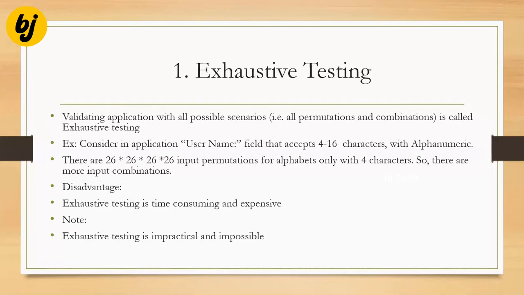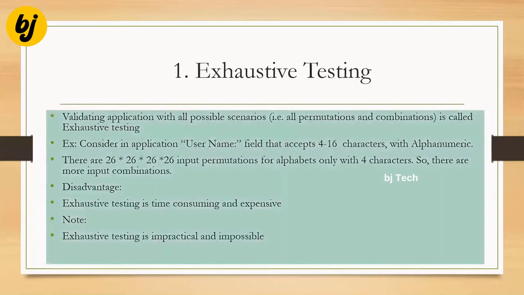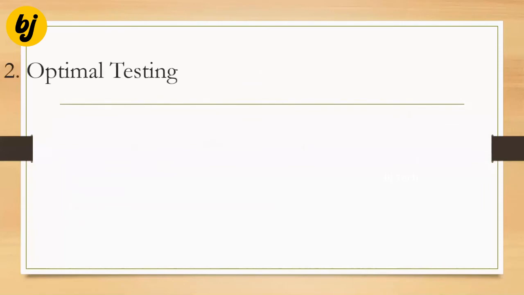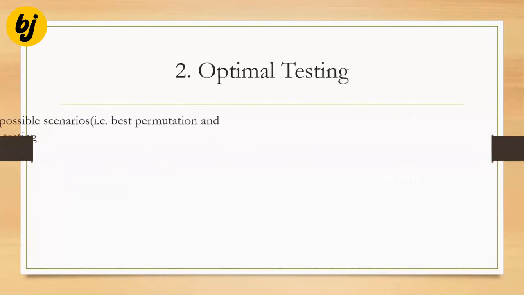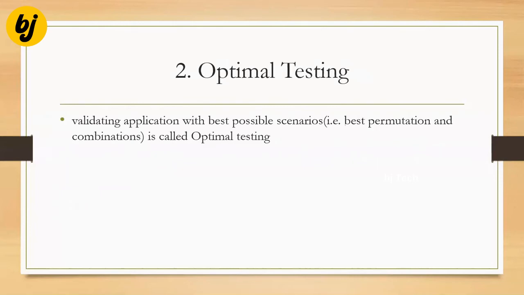Then, how to overcome this? For this purpose, we have the second approach: optimal testing. Validating an application with the best possible scenarios, that means the best permutations and combinations, is called optimal testing. In the present scenario, we prefer optimal testing only. We have to go for optimal testing only.